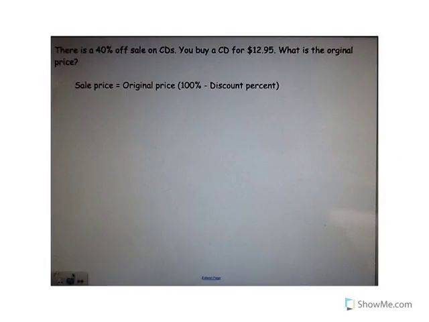So this one's a slightly different problem. It says there is a 40% off sale on CDs. You buy a CD for $12.95. What was the original price? I don't know why you'd want to do this, but you know what? You can anyhow. So the way of doing this is you plug in the sales price here. That's what that piece is. Then that's going to be equal to the original price, so let's just call that P.